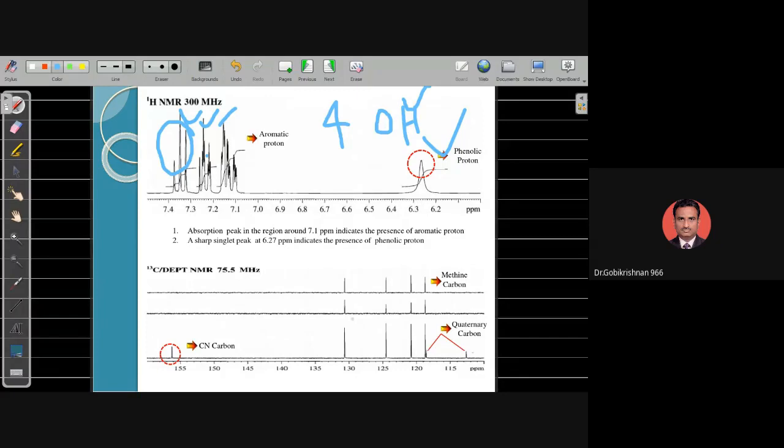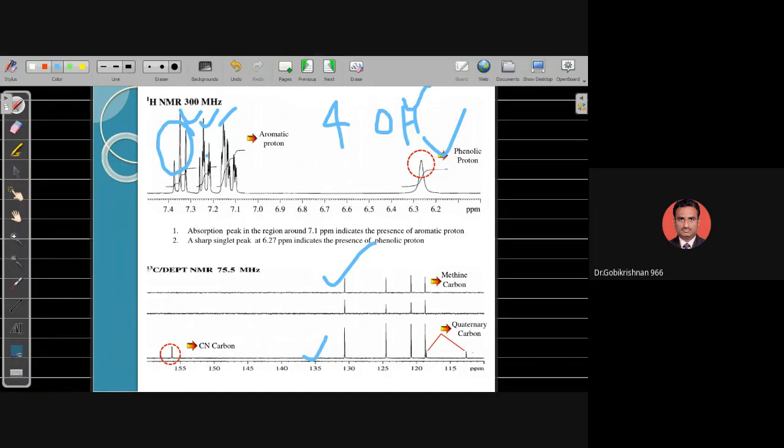Next comes the C13 NMR. The C13 NMR can be identified with the help of single peaks. There won't be any multiplicity. First we will see this line. In this line, how many peaks are there? This is the peak number 1. All of you just listen here.